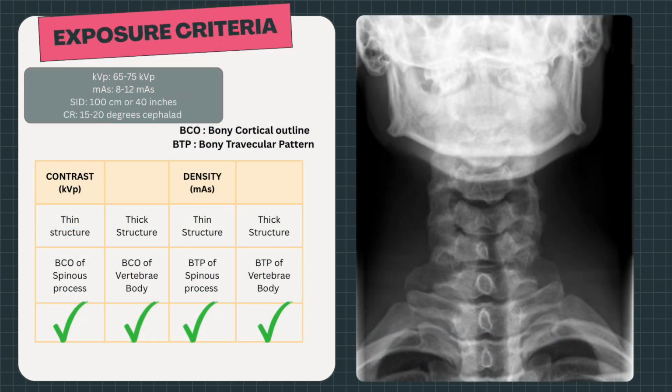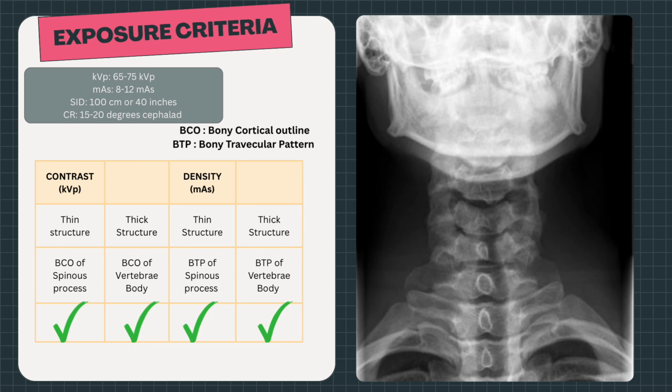Moving on to the exposure factors criteria. We evaluate the contrast, kVp, the density, and the mAs of the radiograph. For AP cervical radiograph, to evaluate the contrast, we see the thin structure, which is the BCO of the spinous process, and the thick structure, which is the BCO of the vertebral body. To evaluate the density, we see the BTP of the thin structure, which is the spinous process, and the BTP of the thick structure, which is the vertebral body.